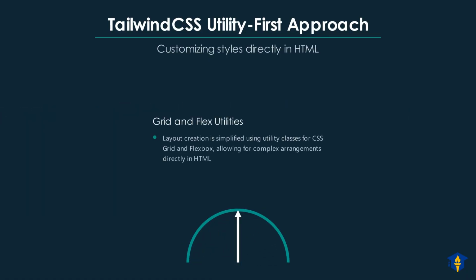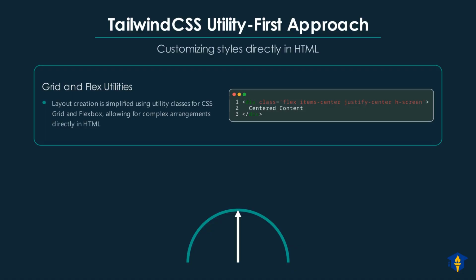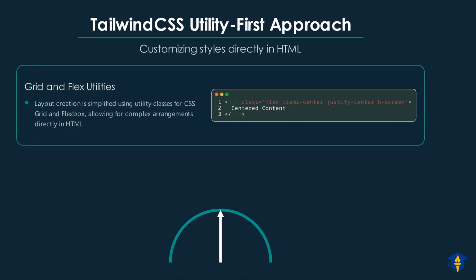Tailwind CSS also simplifies grid and flex utilities for layout design. Layout creation is simplified using utility classes for CSS Grid and flexbox directly in HTML. This example centers content both horizontally and vertically within a full-screen div element.